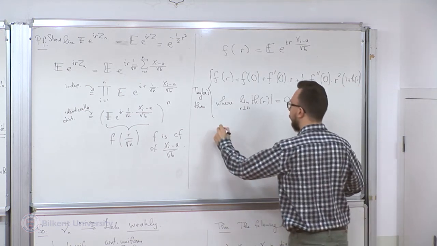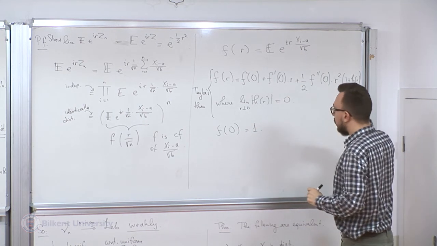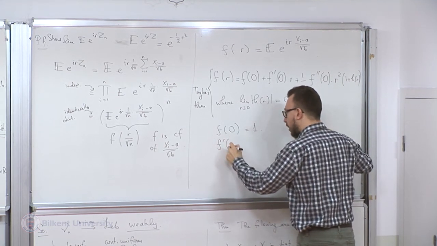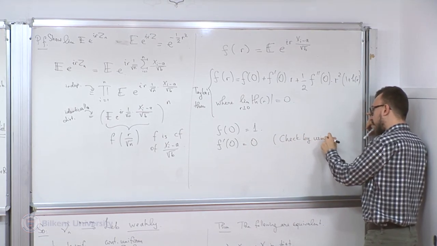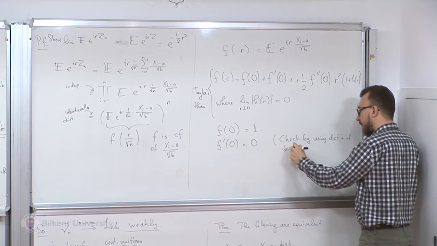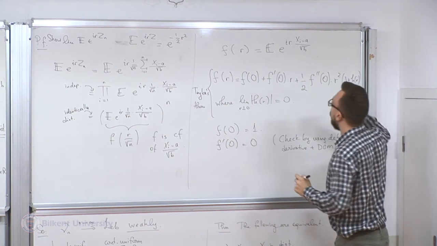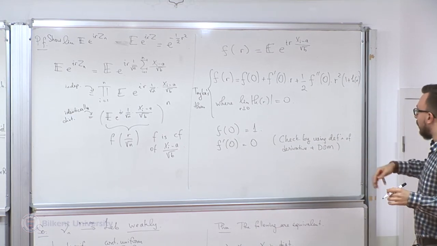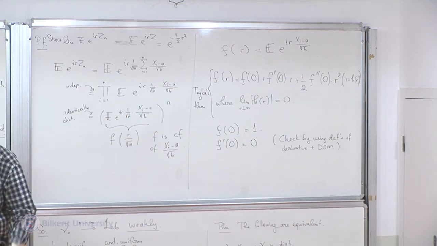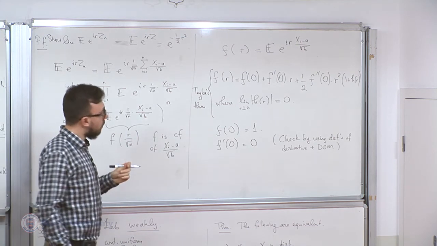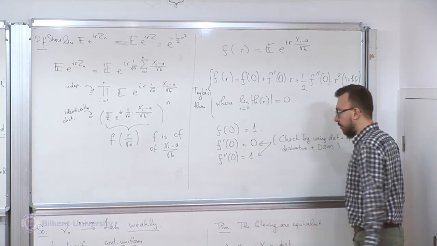But for instance, if you look at f of 0, what is f of 0? Just write 0 here. E to 0 is 1, so this is 1. f prime of 0 is in fact 0, so this needs to be checked by using the definition of derivative plus maybe the dominated convergence theorem, because you need to take the derivative of an expectation, which means a limit of some expectation. So check that f prime 0 is 0. And also, f double prime of 0 is 1. So you need to check these two.